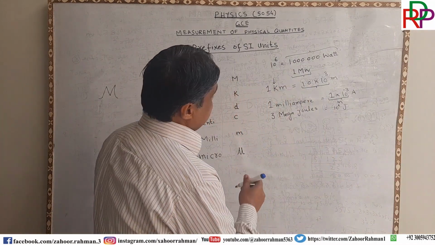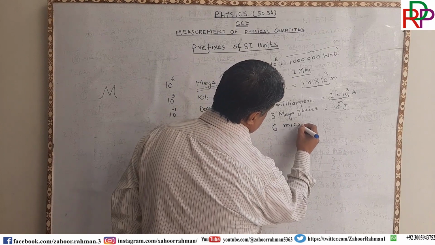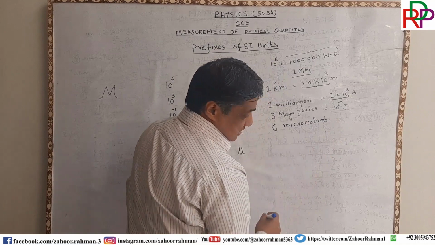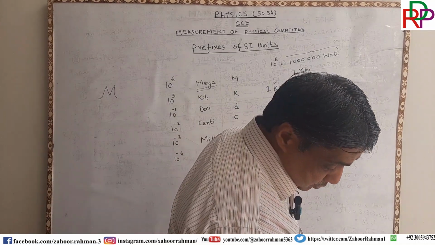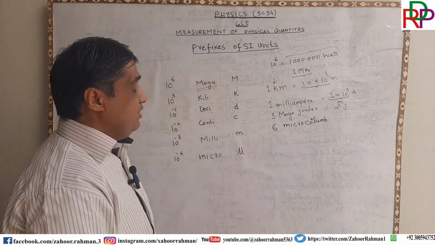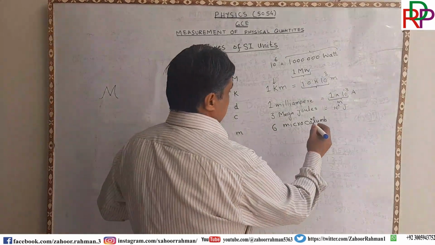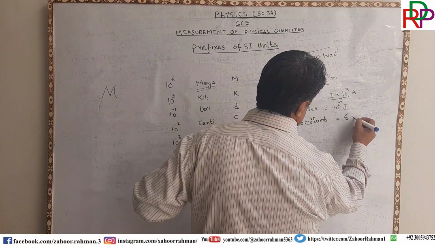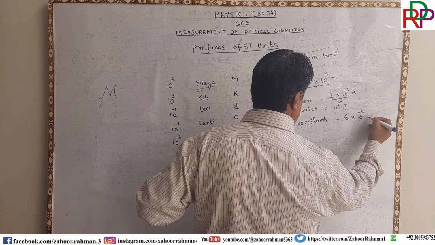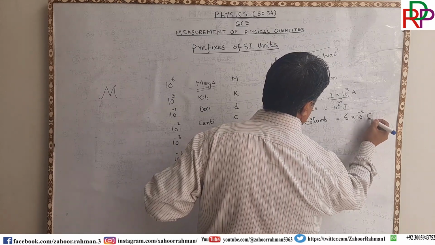Then you can write 6 microcoulomb, and that is the symbol mu there also. So micro, again here it is written as such. You can write 6 into 10 raised to the power minus 6 coulomb, which is the unit of charge.